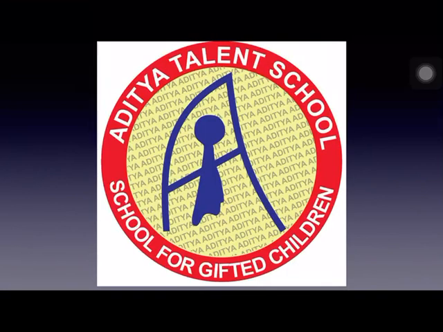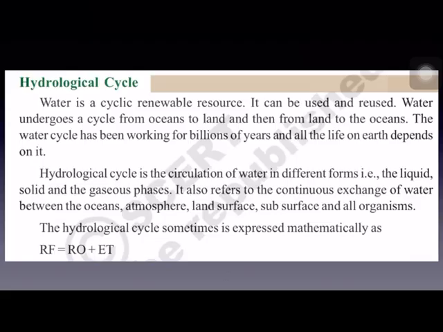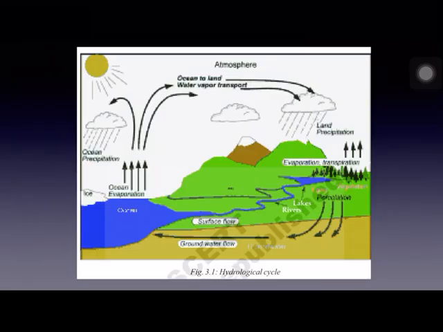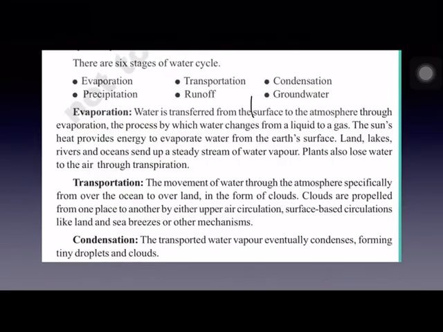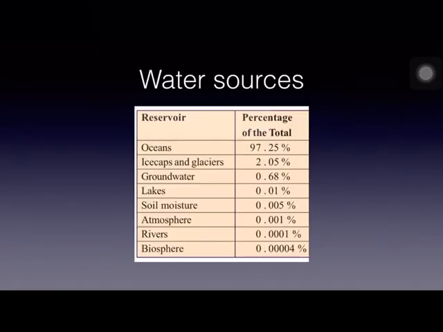And now let us have a quick recap of what we learnt yesterday in the previous video. We learned the definition of hydrosphere, what is hydrological cycle, and we also learnt about the 6 stages of water cycle: precipitation, condensation, runoff, groundwater, transportation. All these are 6 stages of hydrological cycle.